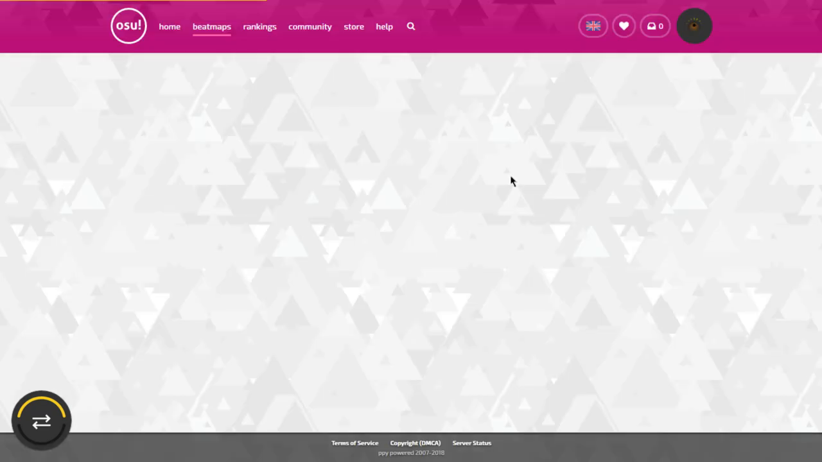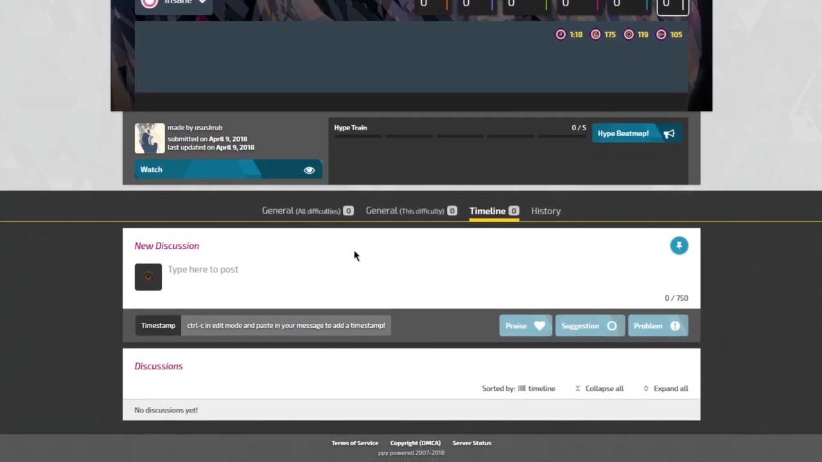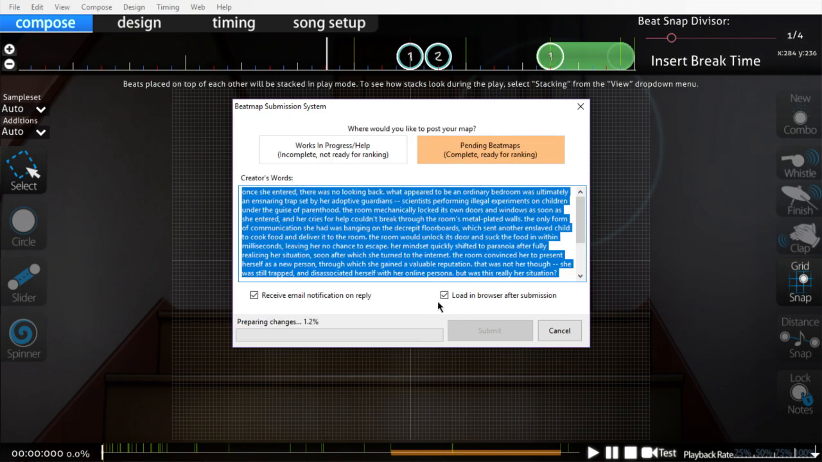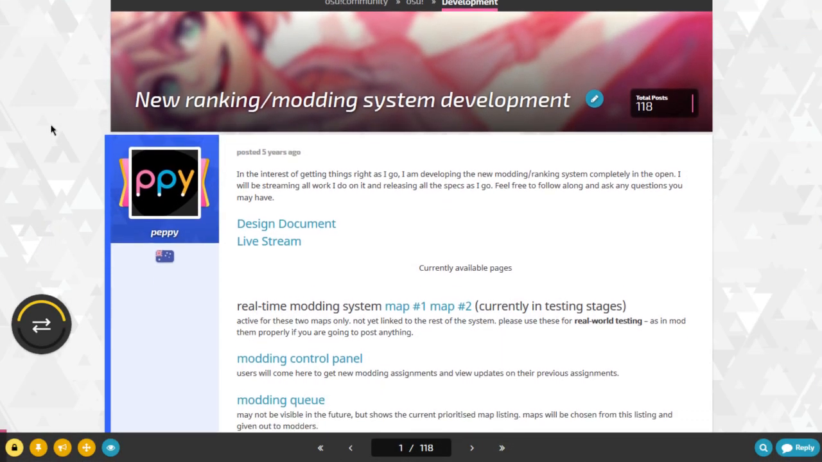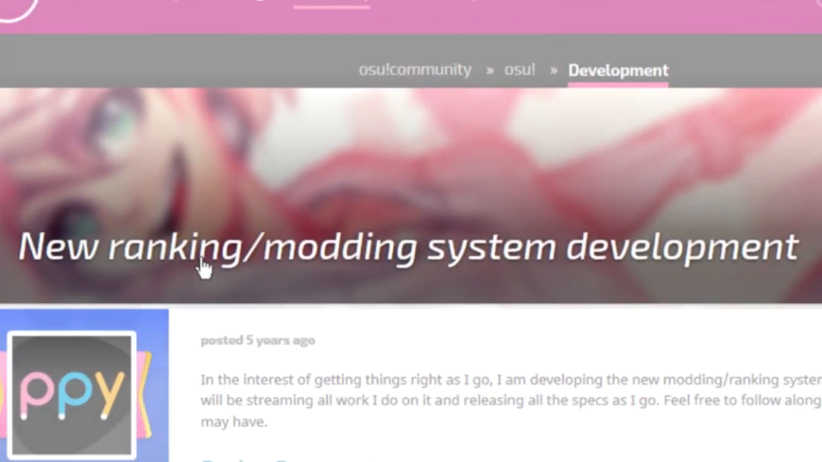So, when did the modding discussion system begin? Six months ago is what a lot of people would say. That's when modding discussions were forced on all newly uploaded beatmaps, but I'm thinking about earlier than that, much earlier than that. Modding discussions, introduced as Modding V2 at the time, were part of a proposal written nearly 5 years ago now, intended as part of a change to the entire ranking procedure.